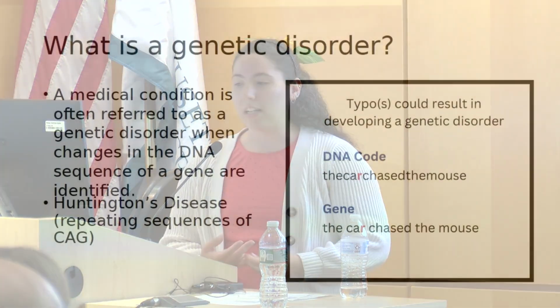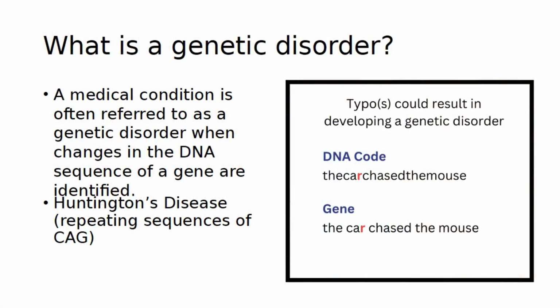And I just wanted to give an example of a genetic disorder that you might be familiar with. It's called Huntington's disease, and for that, it's just a series of repeating letters of CAG. So that's kind of just my introduction to genetics a little bit.